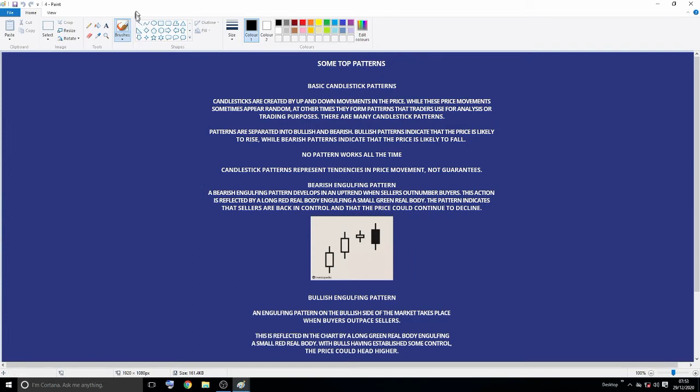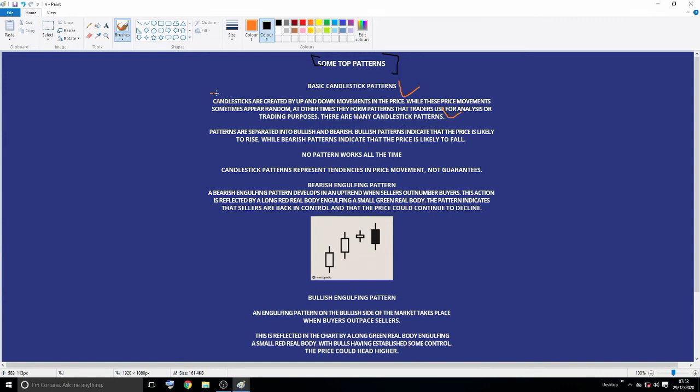Some top patterns. On this slide, I will be showing you some top patterns, not all of them, and I will have a video specific to this. Basic candlestick patterns. Candlesticks are created by up and down movement in the price. While these price movements sometimes appear random, at other times they form patterns that traders use for analysis or trading purposes. There are many candlestick patterns.